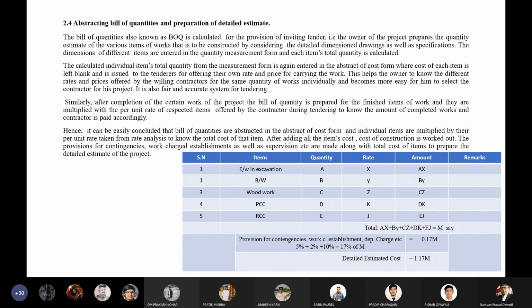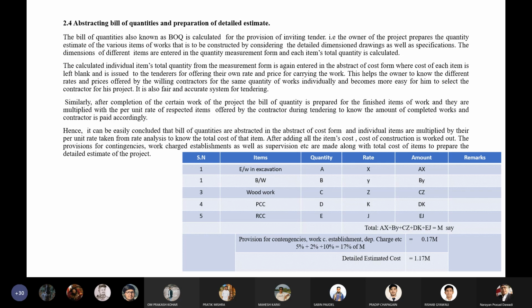Similarly, woodwork, timber work or door, window shutter, etc. For woodwork, the total quantity of wood is Y cubic meter, then the rate per cubic meter will be Z, then the total amount of cost required for the door and window woodwork will be YZ. Similarly, for PCC, if the total quantity is D and the rate is K, then DK. Then for RCC, if the total quantity is E and the rate is J, then EJ.